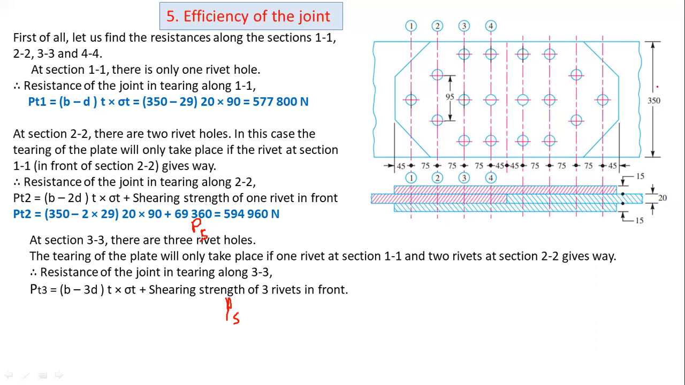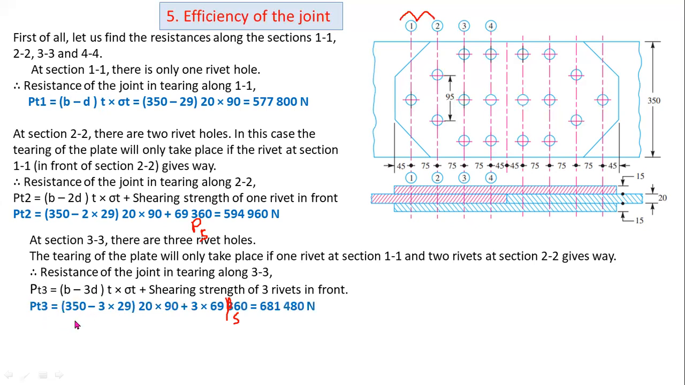Here you have to consider these two rows for determining the shearing strength. In the first row, there is one rivet. In the second row, there are two rivets. So totally you have to consider shearing strength for these two rows. So totally there are three rivet holes in front of the third row. So PS for three rivets.